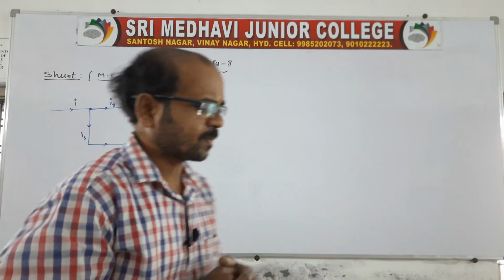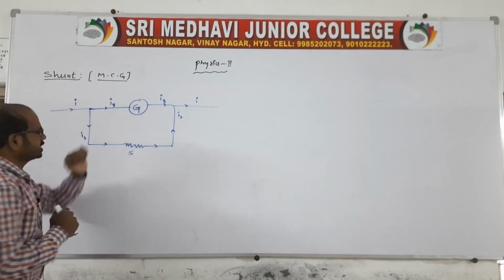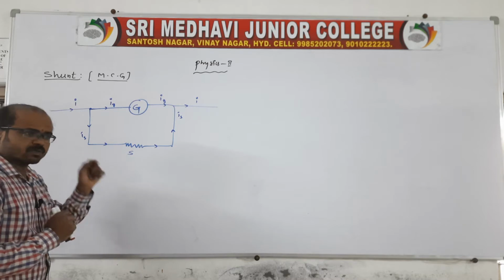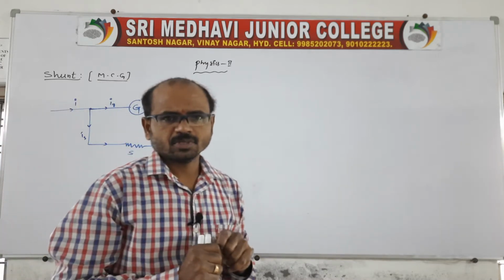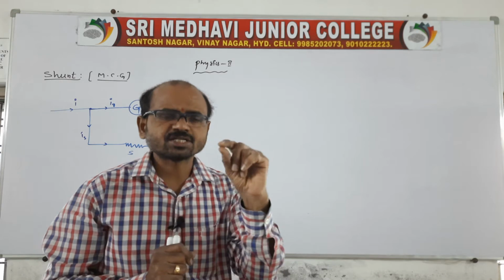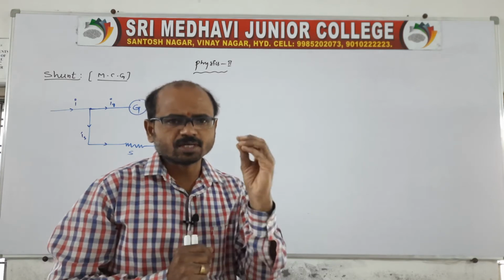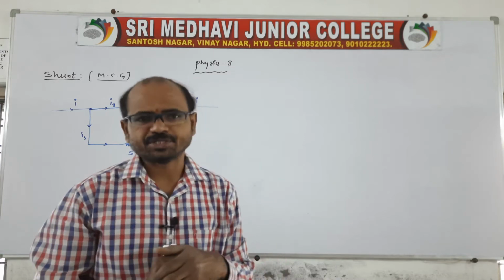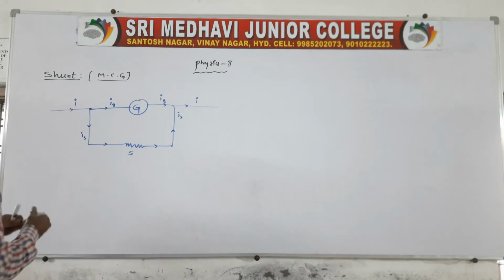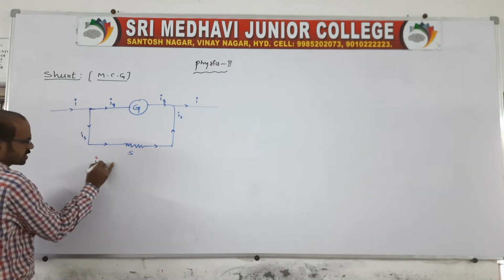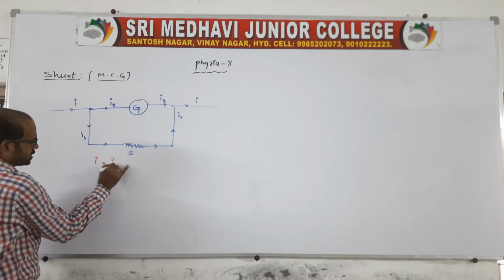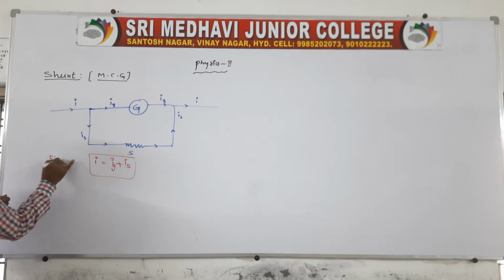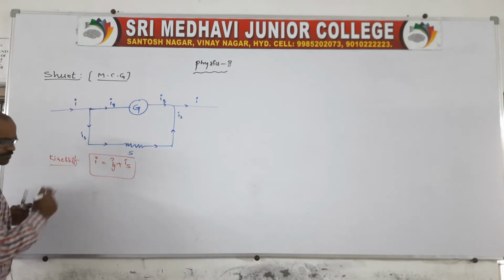Let me tell you one more thing. When a small resistance is connected in parallel to the MCG, we can call it the shunt, as well as an ammeter. An ammeter is when a suitable resistance is connected to the MCG in parallel. Now, when current I is entering, according to Kirchhoff's first law, I is equal to Ig plus Is. We know this is Kirchhoff's first law, right?